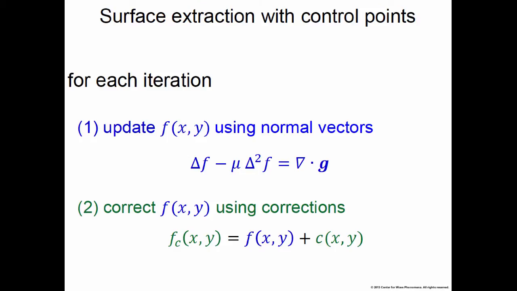Therefore, for each iteration of our surface extraction with control points, we have two steps. First, we update the surface by using the seismic normal vectors after solving this Euler equation. And then we correct the updated surface f(x,y) by using the interpolated correction c(x,y) to get a corrected surface fc(x,y). And this corrected surface is used for the next iteration.